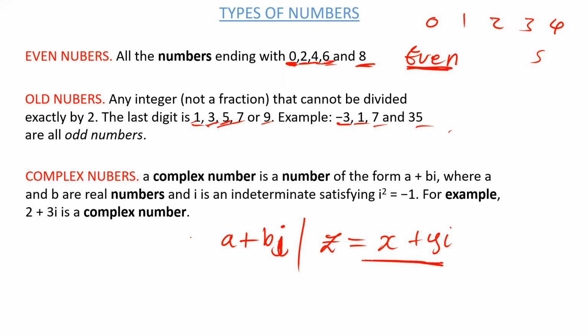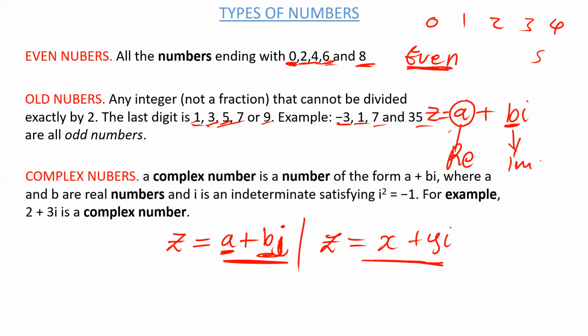It's usually denoted by z, so z is equal to that. When you say z is equal to that, it means this z is a complex number, because we have the real part and the imaginary part. So when you have a complex number, let's say z is equal to a plus bi, this part here is known as the real part of the complex number, and this part here is known as the imaginary part of the complex number z.